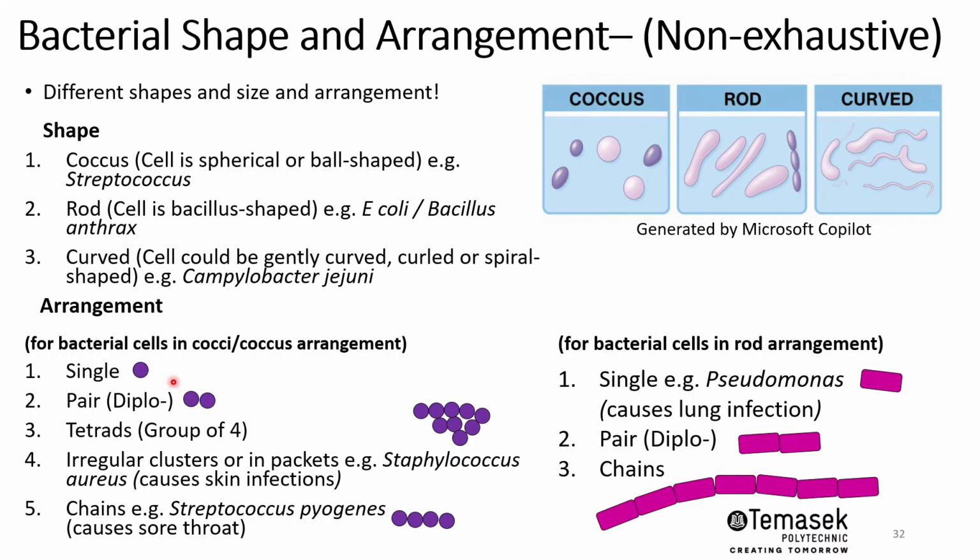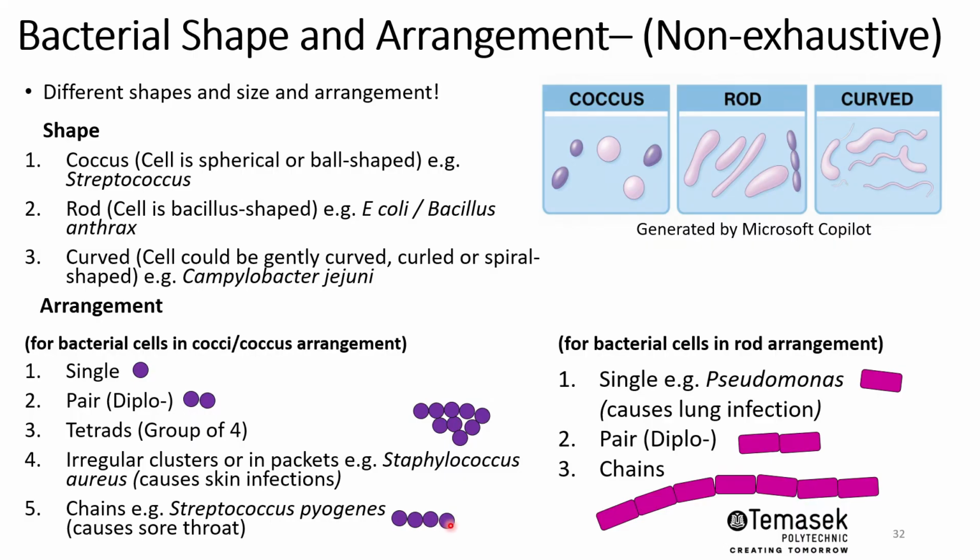We call them diplo, tetrad, group of four, or they could be in irregular clusters or in packets, for example Staphylococcus aureus that causes skin infection. They may also occur in nature in chains, for example Streptococcus pyogenes, which are in chains like this, and often they cause sore throat.